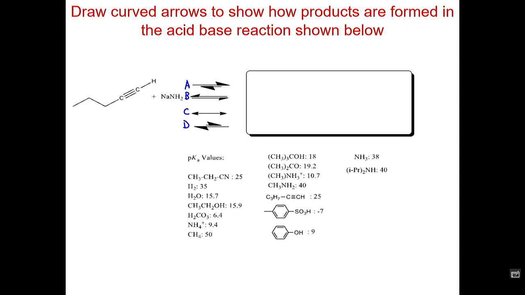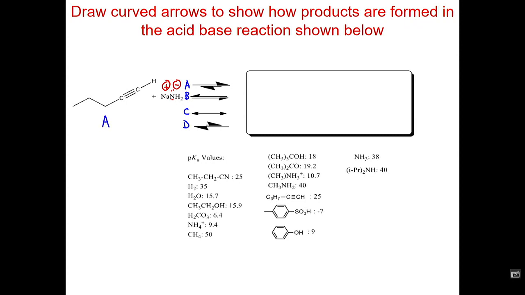We have an ionic compound here, NaNH2. So we first draw the charges. Na is plus and NH2 is minus. That's clearly going to be our base in this reaction. So the NH2 minus is going to act as a base. Then we need to find what's the most acidic proton on the alkyne.